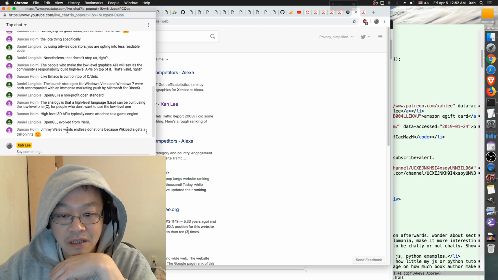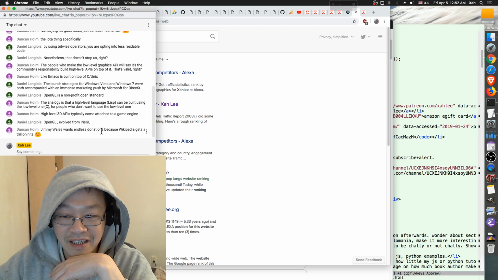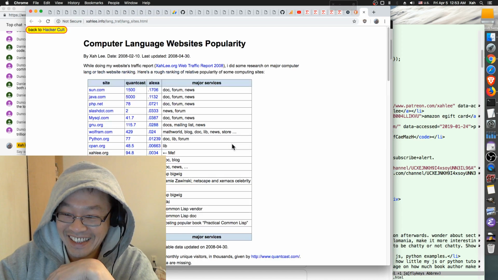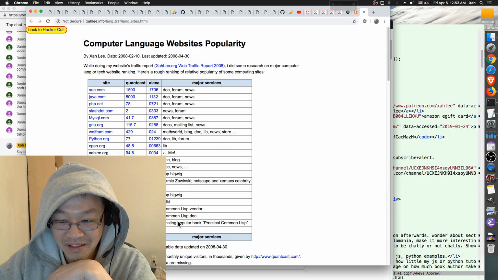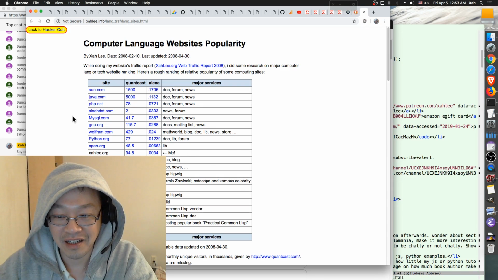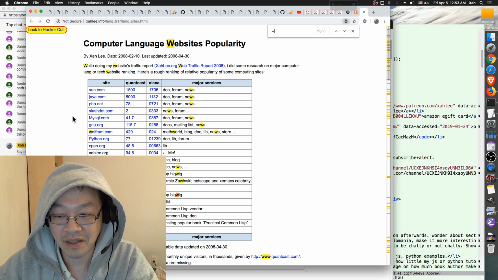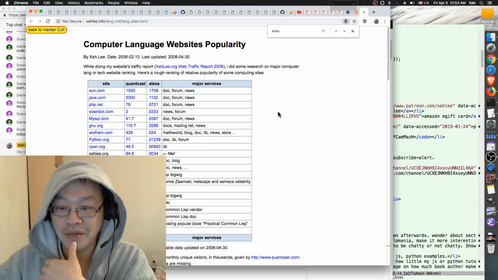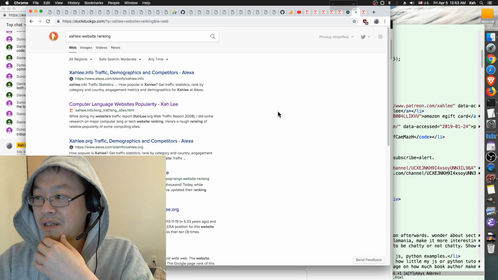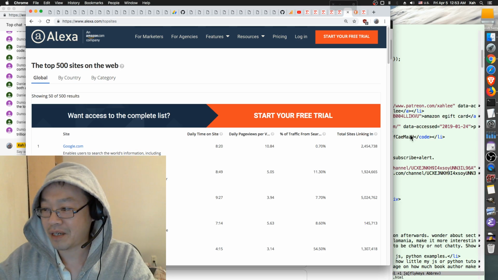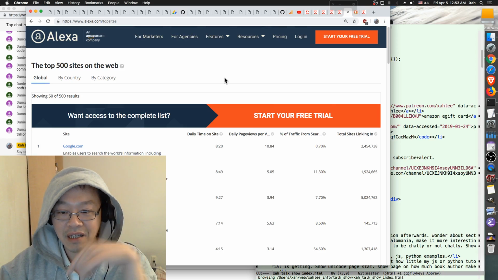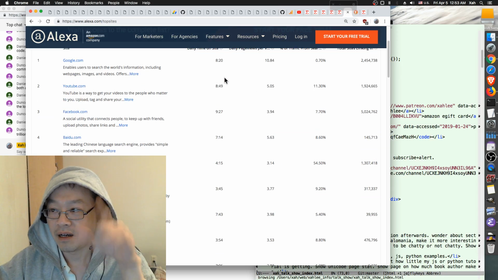So Duncan says Jimmy Wales wants endless donation because Wikipedia gets a trillion hits. Yeah. So where do I have Wikipedia here? Was it from... I forgot what the topic about that was. Anyway, let's go back to this topic. So I was joining.